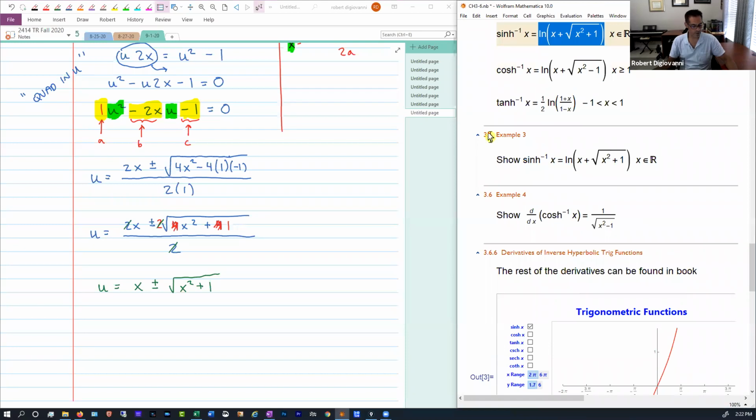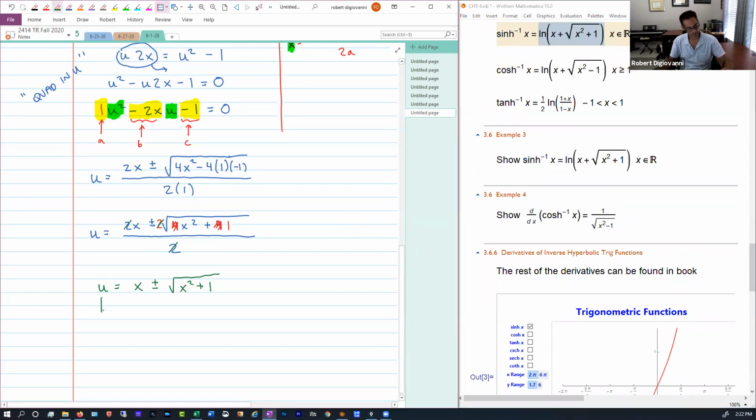Right, we're getting close. We need to go back and replace u, remember? Wasn't there a substitution that was made? u was e to the y. So e to the y equals x plus or minus square root x squared plus 1.